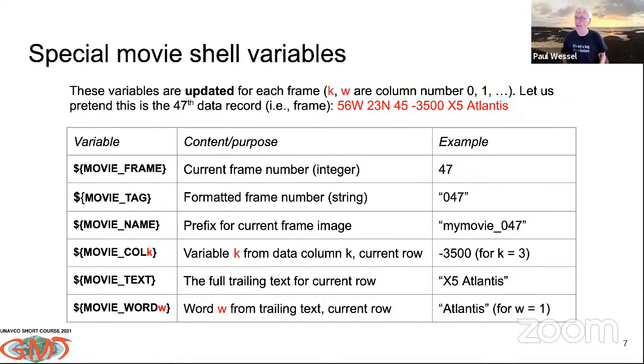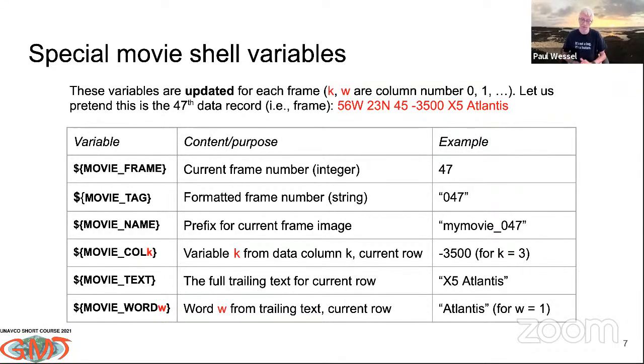When we are making frame number 47, we will be accessing record number 47 in this file. And let's say it looks like this. In that instance, when frame 47 is accessed, all these parameters that you see on the left in my table here, movie frame, movie tag, movie text also, they are automatically assigned. So in this case, the tag and the frame name, those are things with 47 in them because it's the 47th frame. And they will be used to create the file names for the tiles.